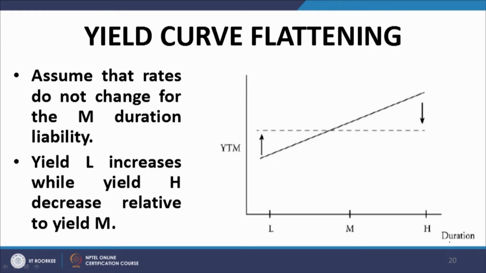So, in this case we assume that the rates do not change for the M duration liability, that is the bullet liability, and yield L increases and the yield H decreases relative to the yield M, that is the near term rates increase and the long term rates decrease. So, in contradistinction to the yield curve steepening case, the bond with the lower duration, the low maturity bond, because the rates have increased, will decrease in value, but that decrease in value will be small, whereas the increase in value of the high maturity high duration bond H will be much more.